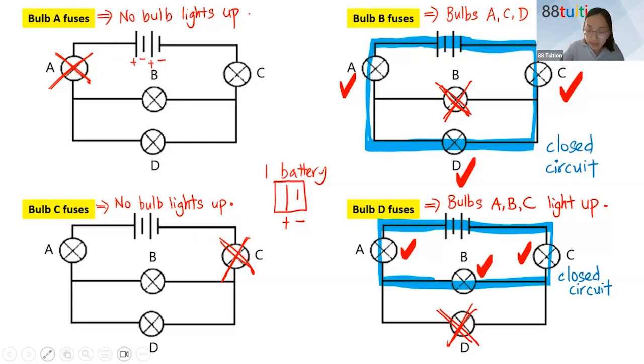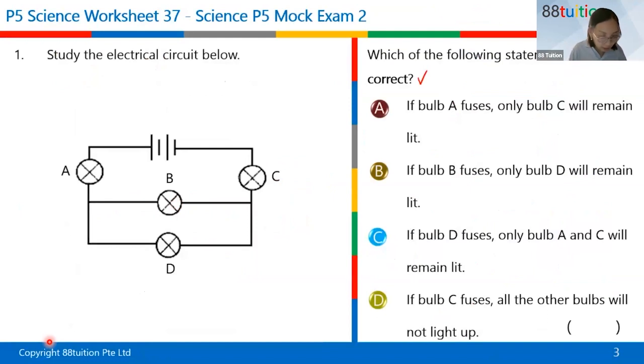All right. So once you understand these concepts, therefore this answer will be D. So if C fuses, there is no closed circuit at all. All right, let's move on.